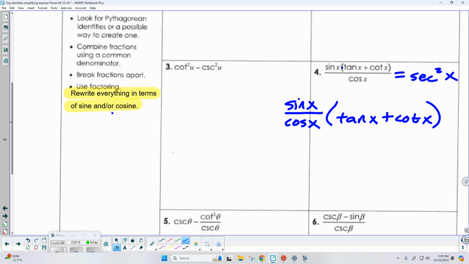Well, here I didn't rewrite everything in terms of sine and cosine. What is sine over cosine? Isn't that tangent? Okay. So I reversed that. I said this is tangent times tangent plus cotangent. Okay. Well, let's go ahead and distribute. What's a tangent times tangent?